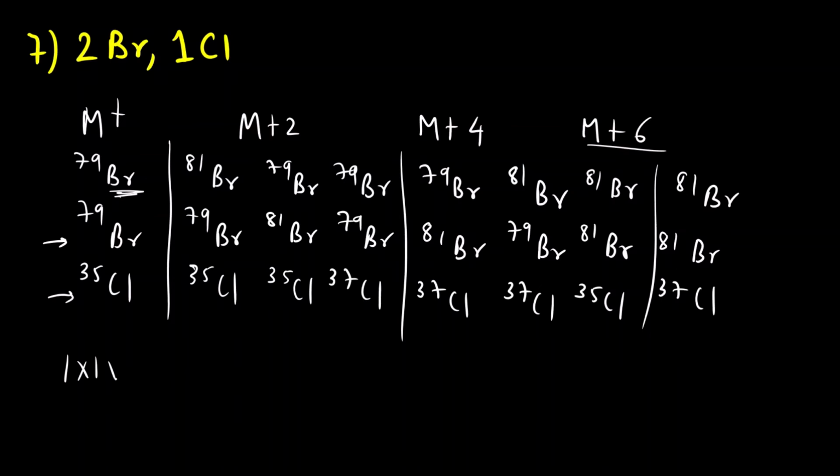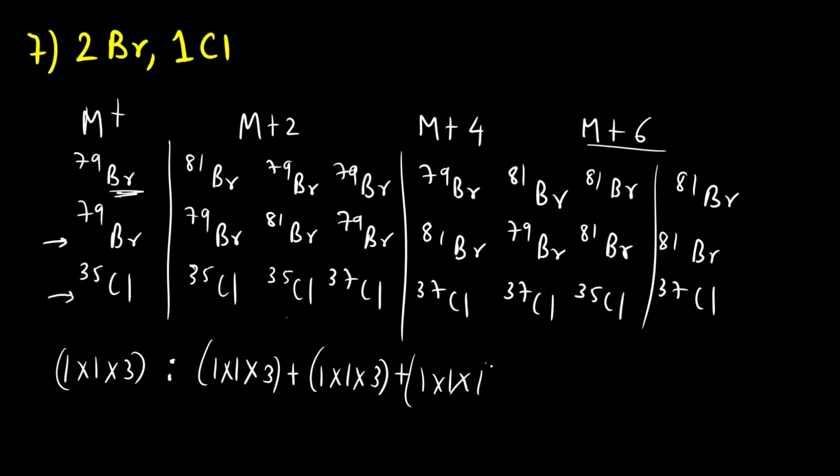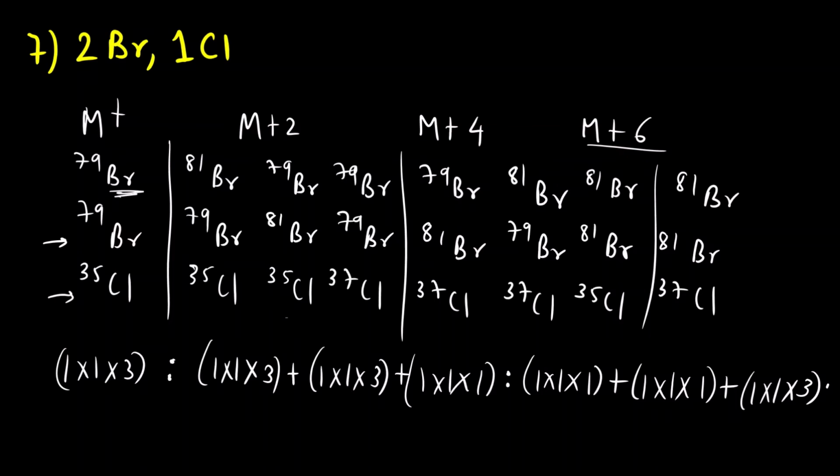79Br is 1. So 1 into 1 into 35Cl is 3. Okay, now 81Br, 79Br, Br is 1 into 1 into Cl, this is 3, plus Br is 1 into 1 into 35Cl is 3, plus 79Br, Br is 1 into 1 into 37Cl is 1. Again Br is 1 into 1 into 37Cl is 1, plus 1 into 1 into 37Cl is 1, plus 1 into 1 into 35Cl is 3. Last is 1 into 1 into 1.